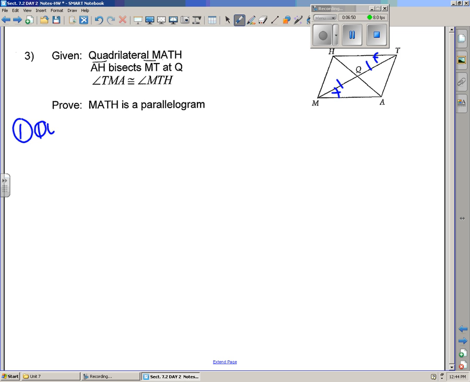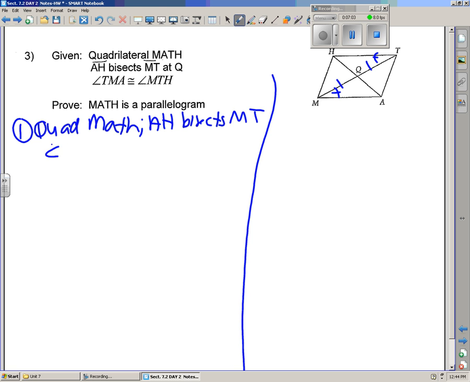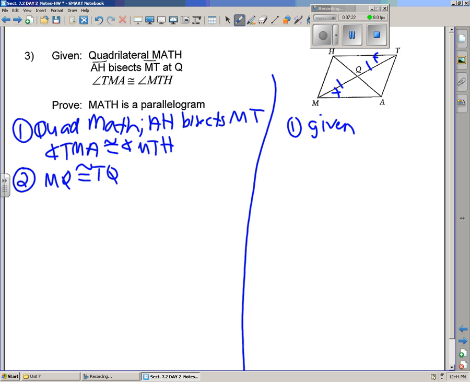We've got quad MATH, AH bisects MT. And then we have angle TMA congruent to angle MTH. So this is all given. We know that from that bisector that MQ and TQ are congruent. And that's going to be definition of segment bisector.